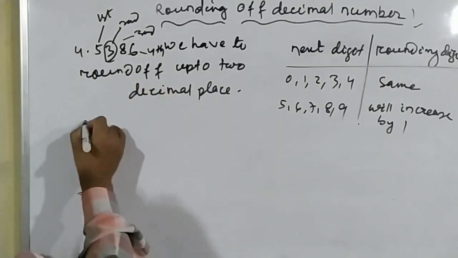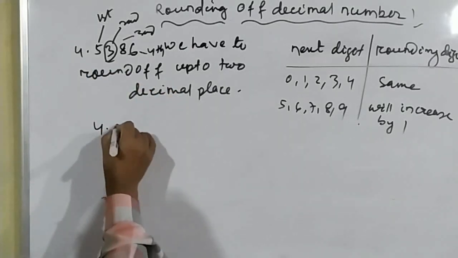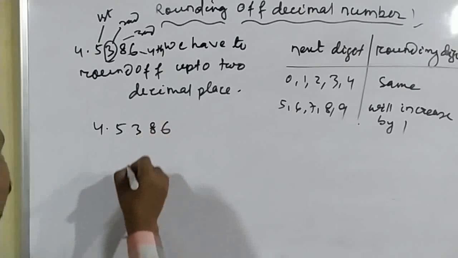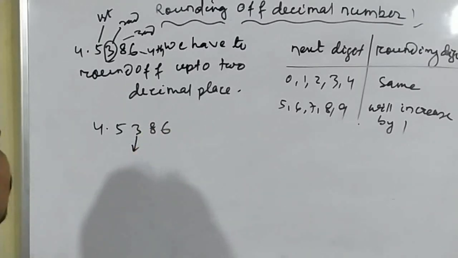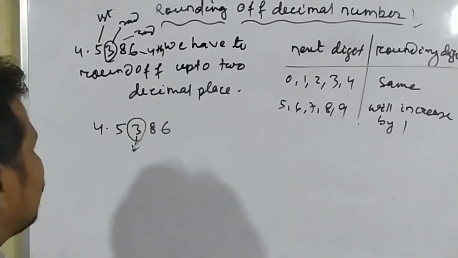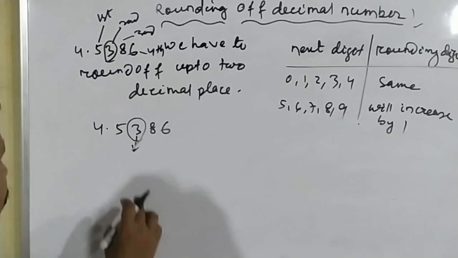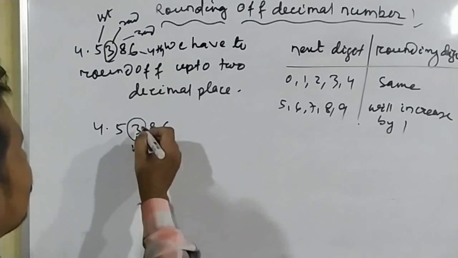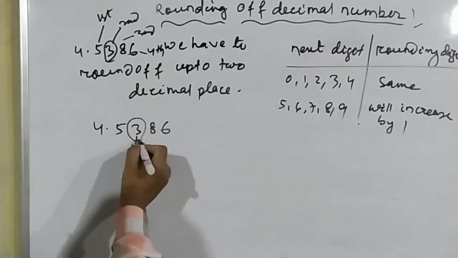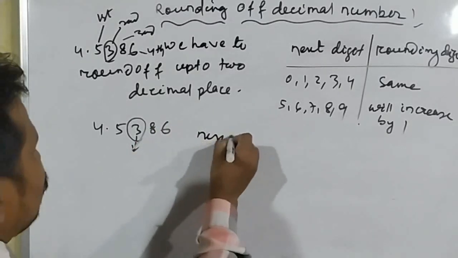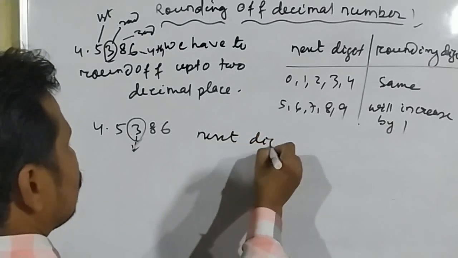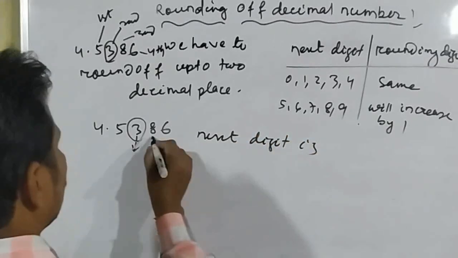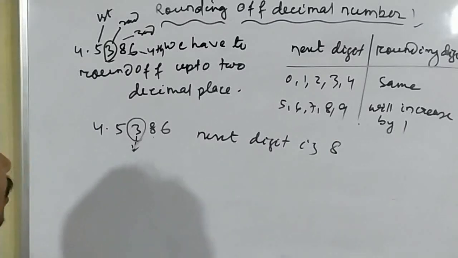Now our decimal number is 4.5386 and we have to round off this number. How can we round this digit? So we have to see the next digit. Which is the next digit? 8 is the next digit.